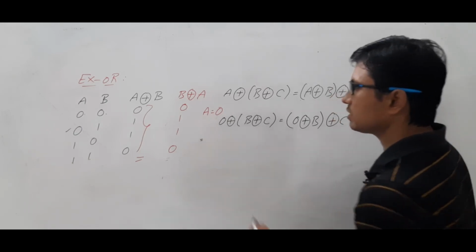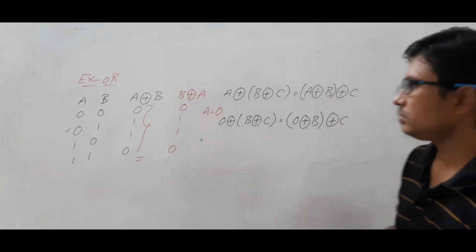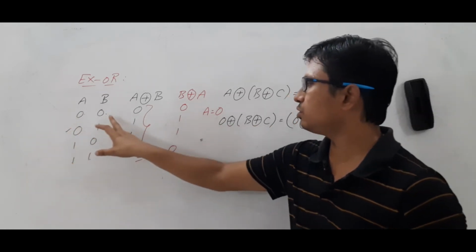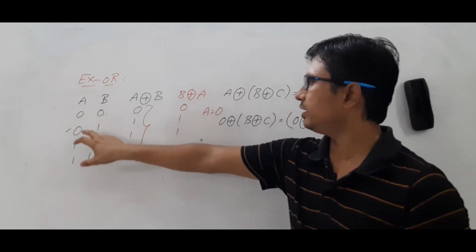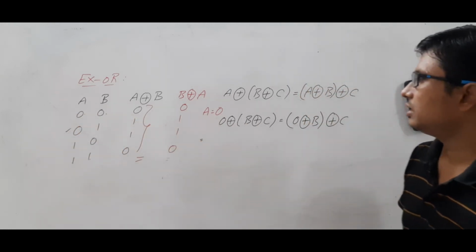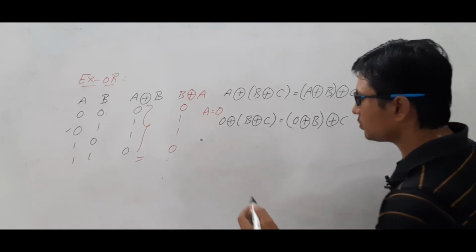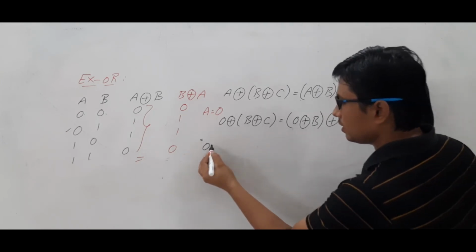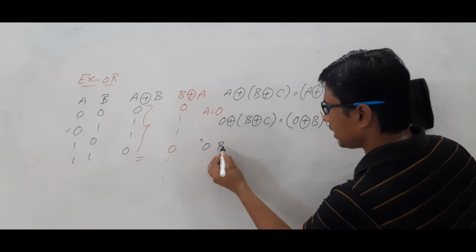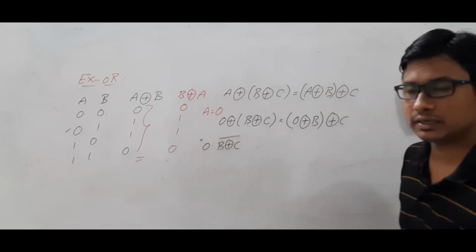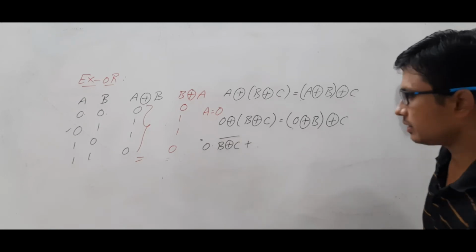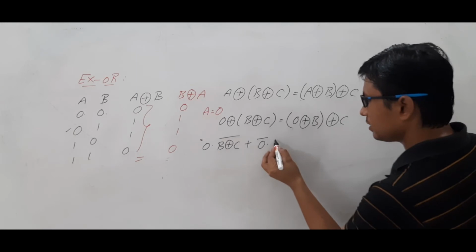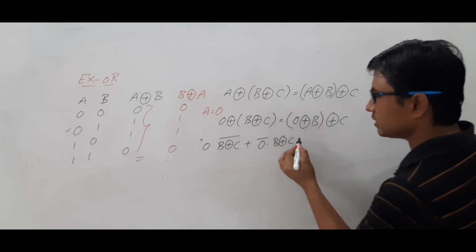Now if you see 0 exclusive OR anything, what will you get? We cannot say anything. Let's simplify this equation. How can I simplify? 0 and B exclusive OR C whole complement, plus 0's complement and B exclusive OR C. Am I right or wrong?